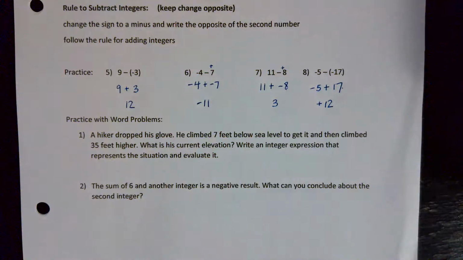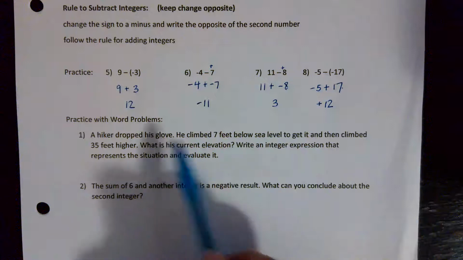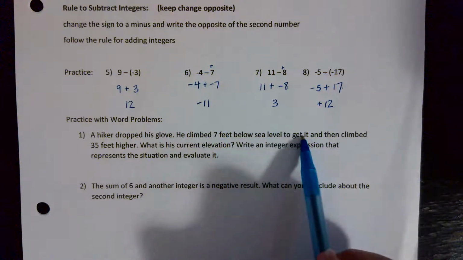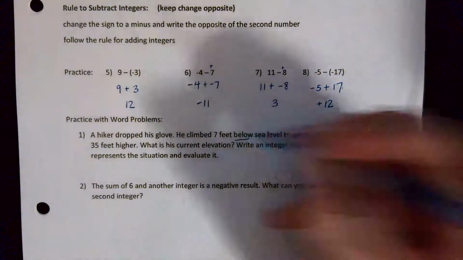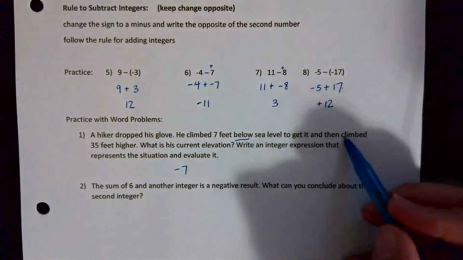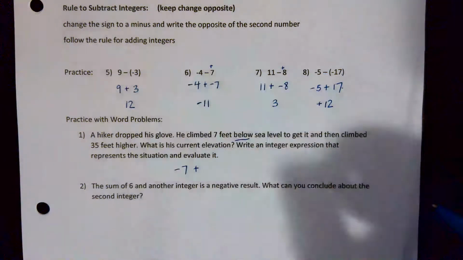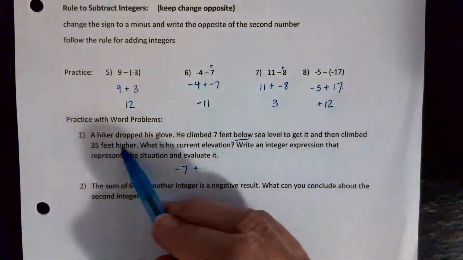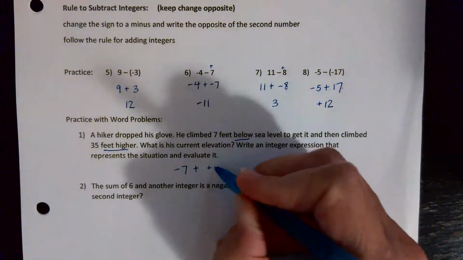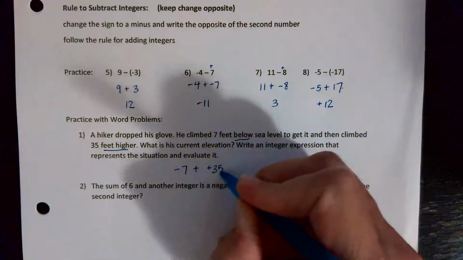Okay, how about some practice with word problems? A hiker dropped his glove. He climbed 7 feet below sea level to get it. So 7 feet below is going to be a -7. And then, so this is plus, he climbed 35 feet higher. If you climb higher, that's going to be positive, positive 35.